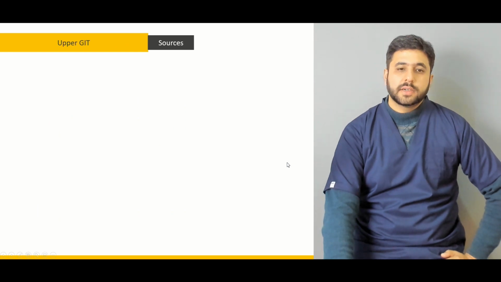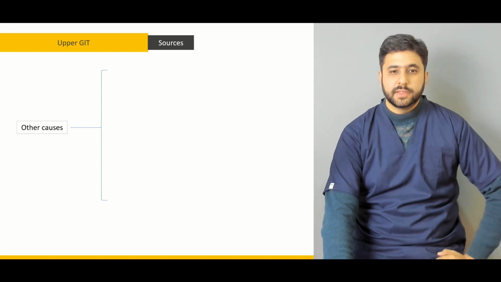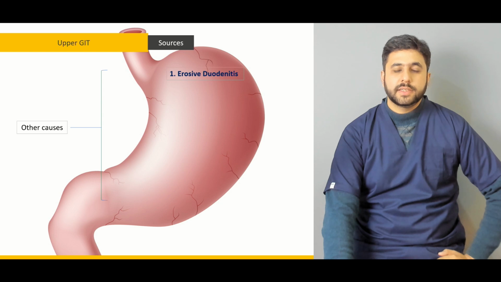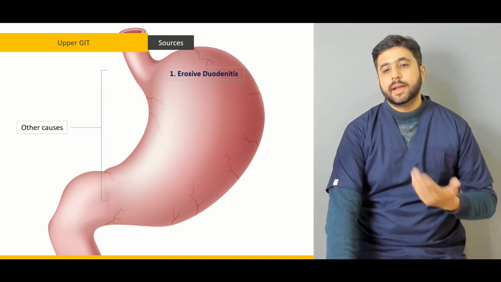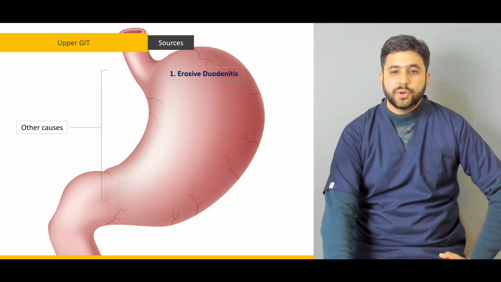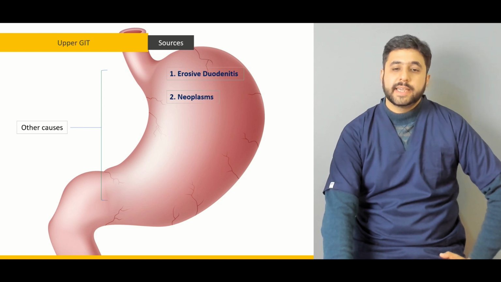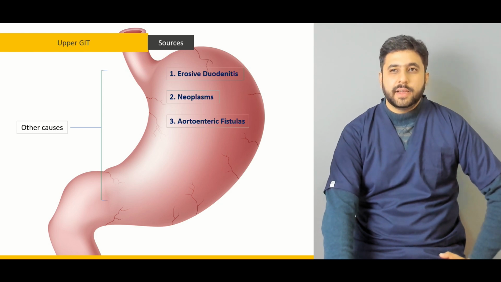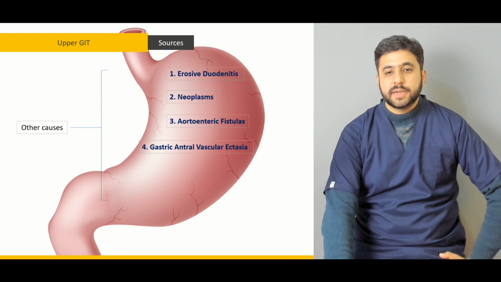Now, just for the matter of completion, let's quickly go through some of the other causes. These are very rare and very unlikely for you to encounter in your general practice. So, erosive duodenitis, which is inflammation of the duodenum, can present with upper GI bleed. There can be certain neoplasms like gastric adenocarcinoma, and aortoenteric fistulas, which are fairly uncommon. These can present with upper GI bleed.